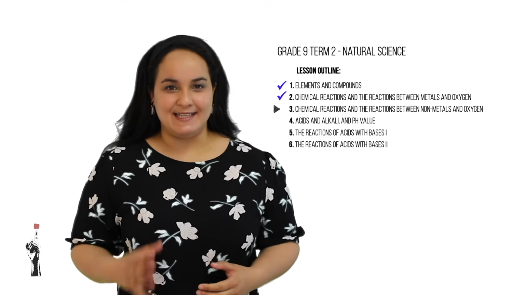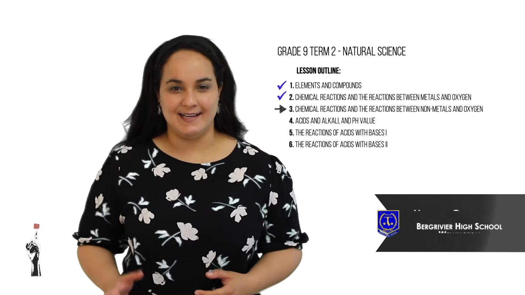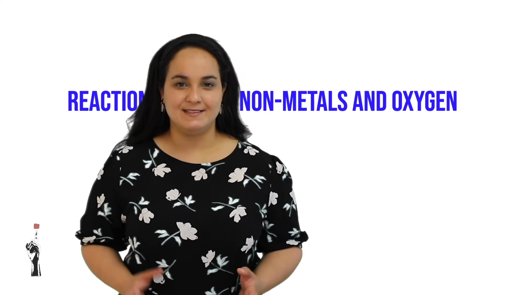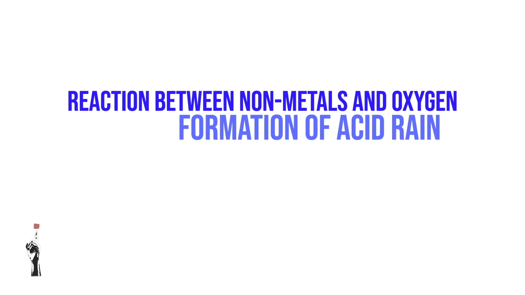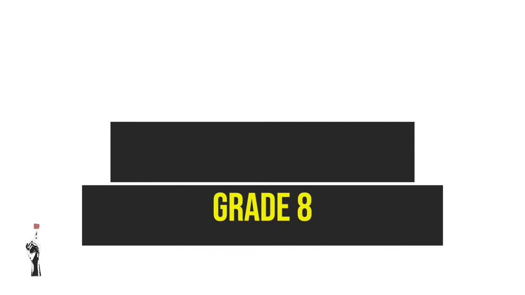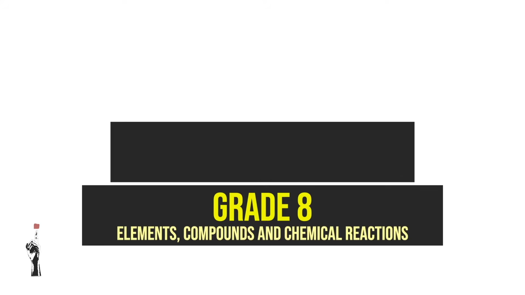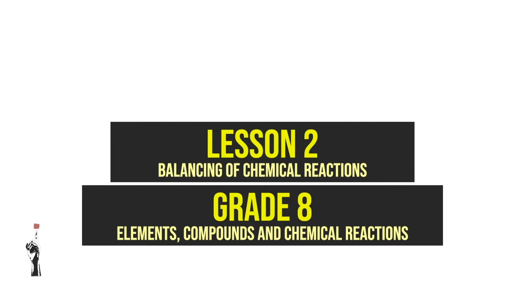This is your third lesson for Natural Sciences Grade 9, Term 2. In today's lesson, we will discuss the reaction between nonmetals and oxygen, as well as the formation of acid rain. Today, we will be building on our knowledge structures from Grade 8, where we learned about elements, compounds, and chemical reactions, as well as the knowledge we gained from our previous lesson when we learned about balancing of chemical reactions.